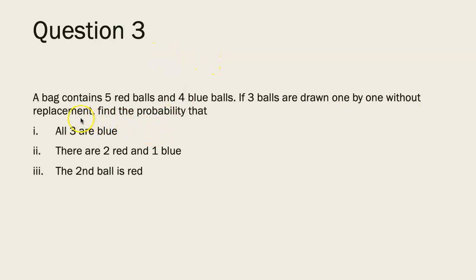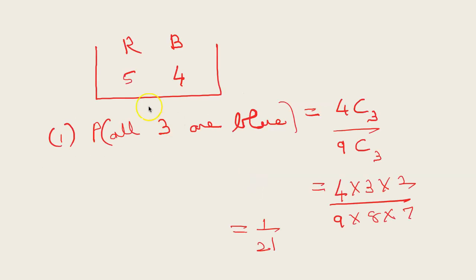Question 3. A bag contains 5 red balls and 4 blue balls. If 3 balls are drawn one by one without replacement, find the probability that all 3 are blue, there are 2 red and 1 blue, and the second ball is red. So we have 5 red and 4 blue balls.